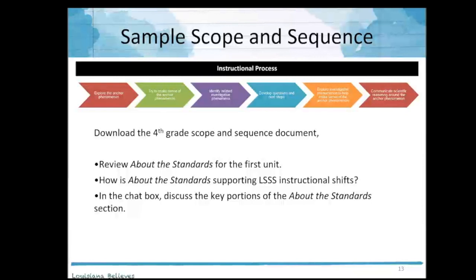So in the chat box, Tana has replied that the About the Standards portion of the scope and sequence documents lets teachers know which standards are covered by the phenomenon, both partially and fully. It addresses all three dimensions by unpacking the disciplinary core ideas, as well as describing the connections of the science and engineering practices and cross-cutting concepts.